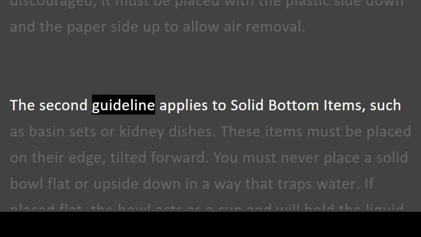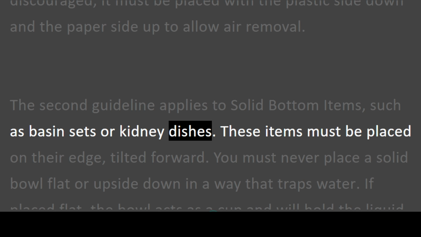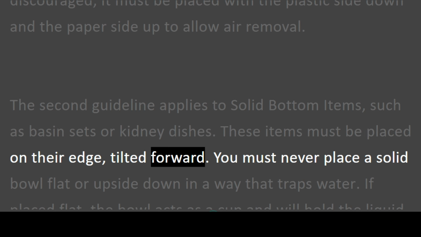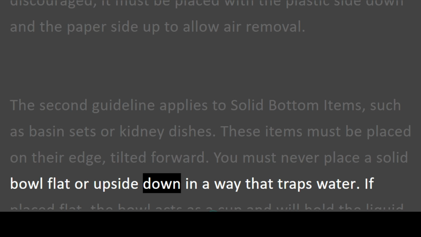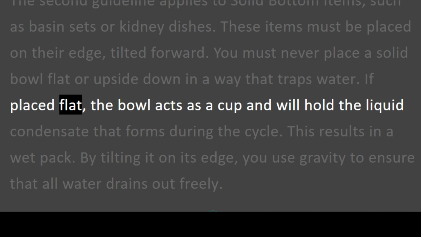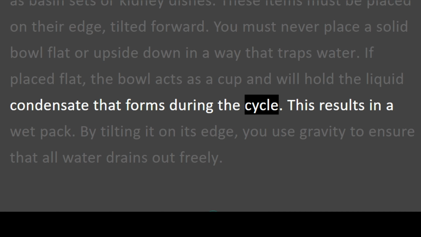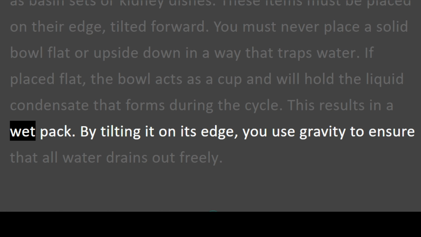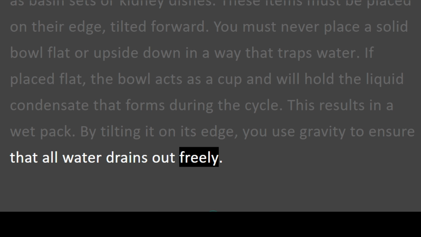The second guideline applies to solid bottom items, such as basin sets or kidney dishes. These items must be placed on their edge, tilted forward. You must never place a solid bowl flat or upside down in a way that traps water. If placed flat, the bowl acts as a cup and will hold the liquid condensate that forms during the cycle. This results in a wet pack. By tilting it on its edge, you use gravity to ensure that all water drains out freely.